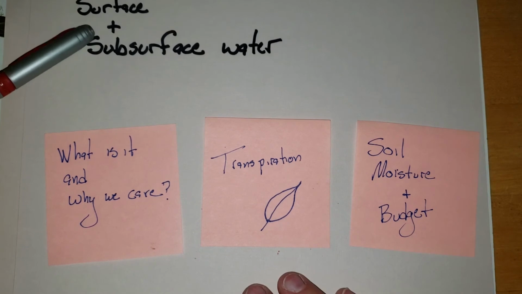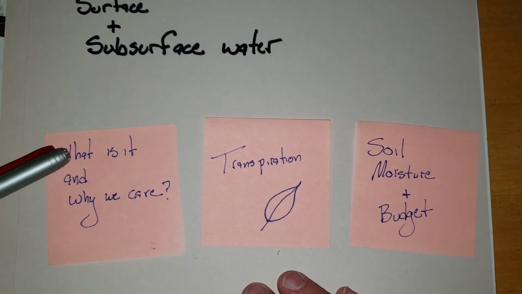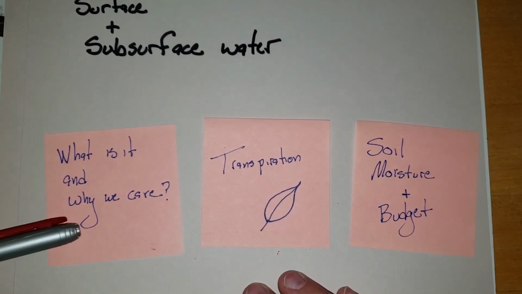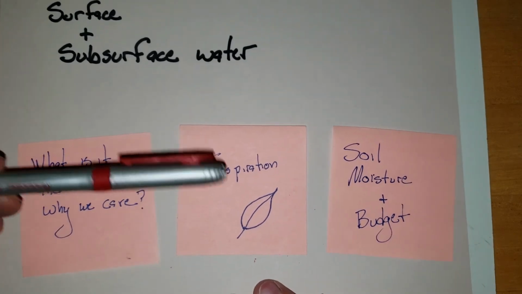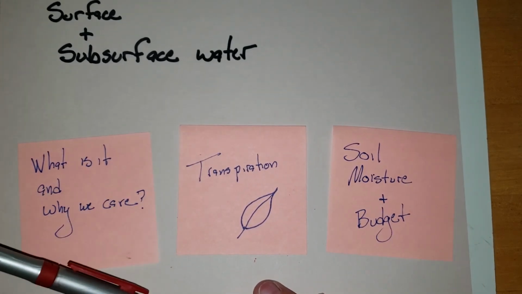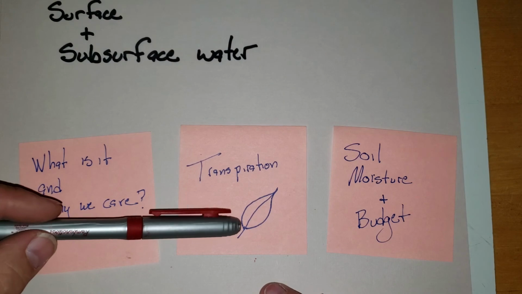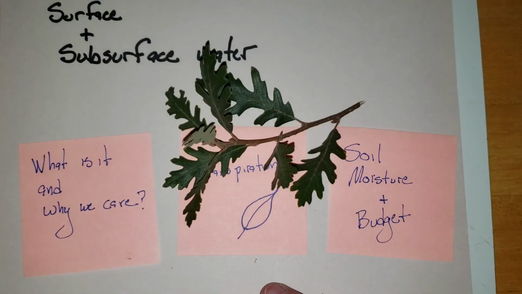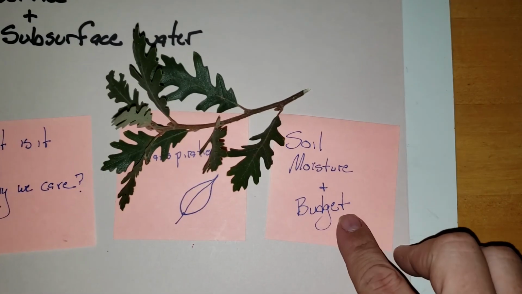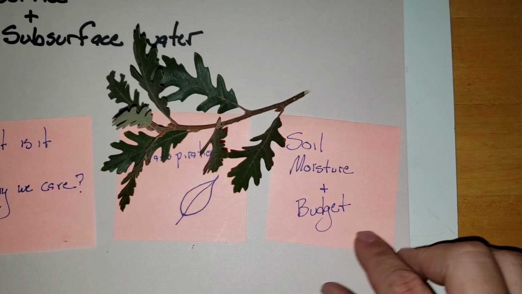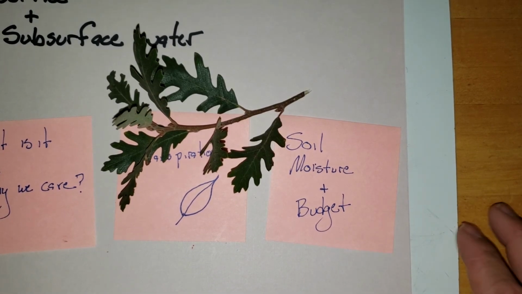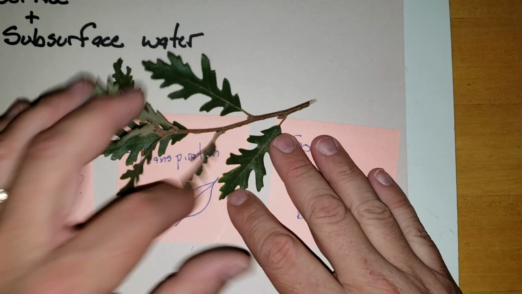Okay, so we've talked about surface and subsurface water. We've talked about what it is that we're talking about, why we care, because we like food. We talked about transpiration. That's going to be pulling the moisture from the subsurface up through the trees, through the pretty leaves. And we talked about our soil moisture and that soil moisture budget and how it's important that we keep everything balanced so that our plants can stay healthy and pretty and green.